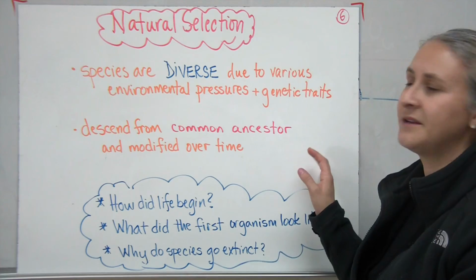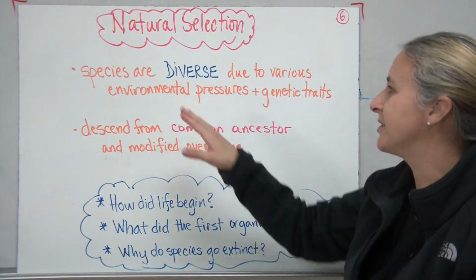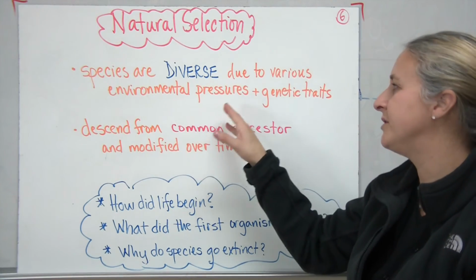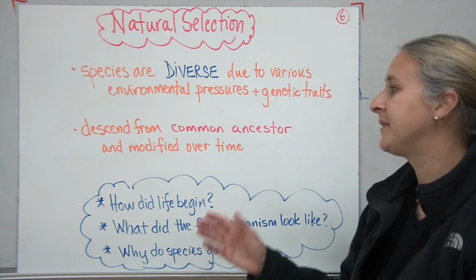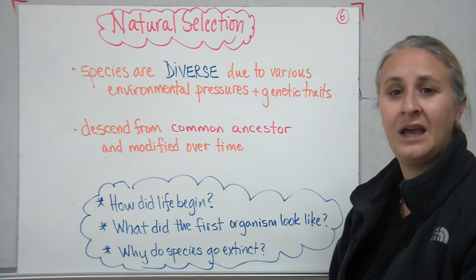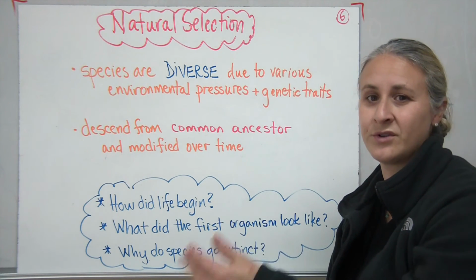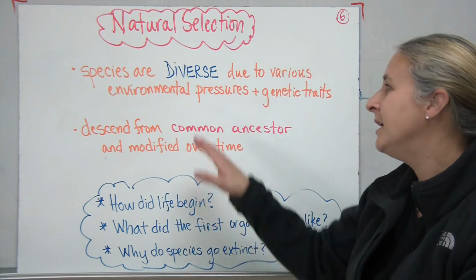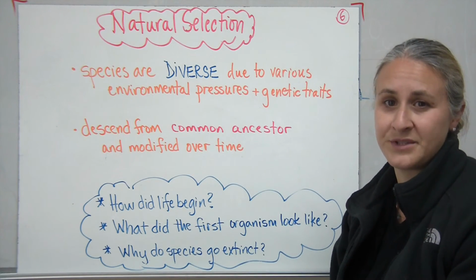So we'll do a quick little summary of natural selection. Overall, with natural selection, we know that species are diverse due to various environmental pressures and genetic traits. They descend from a common ancestor and are modified over time. Evolution, we know, doesn't take place just overnight. It's something that happens over long periods of time usually, and we know that those changes occur because of different environmental pressures.